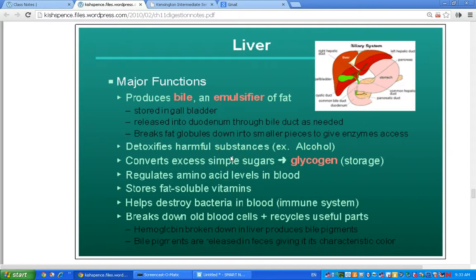Other functions that the liver has, a huge one is that it detoxifies harmful substances, so any alcohol or medications or other drugs that go into your body are detoxified by the liver. So your liver is really, really important, but we can do a lot of damage to it depending on what we take into our bodies. So got to be really careful because you don't want to damage your liver. You need it to keep you healthy for your life.